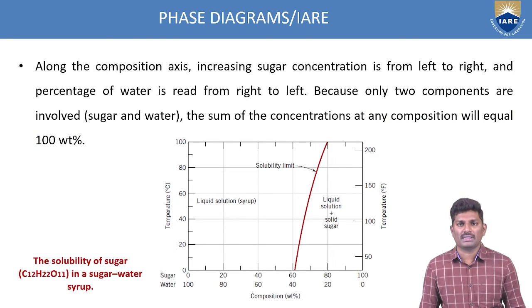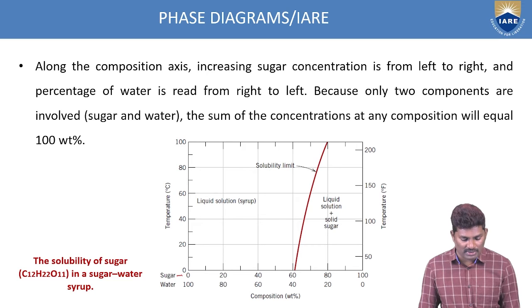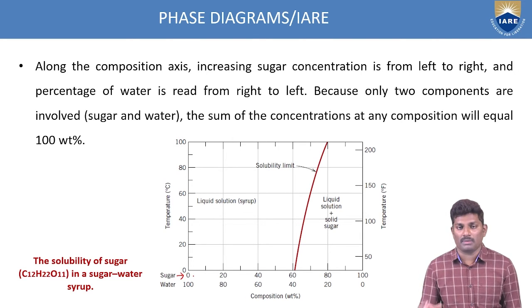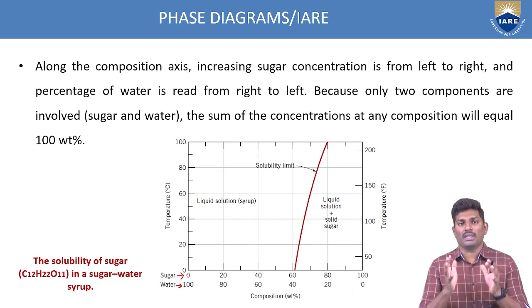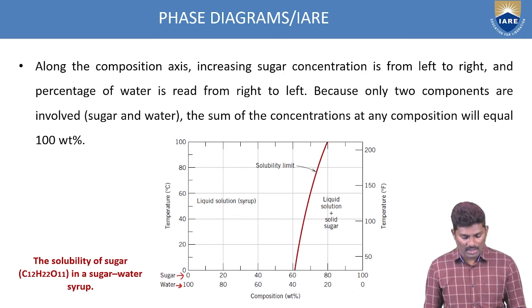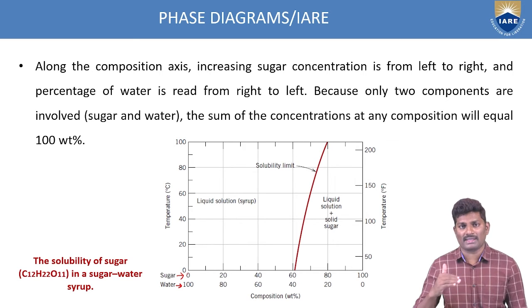Now, if you see this graph, along the x-axis you have sugar and water, and sugar is starting with 0. That means the quantity, how much sugar you are adding. Initially it's 0, and water is 100%. That means in a full glass container, you have 100% of water and 0% of sugar at the initial state. And that is along the x-axis.